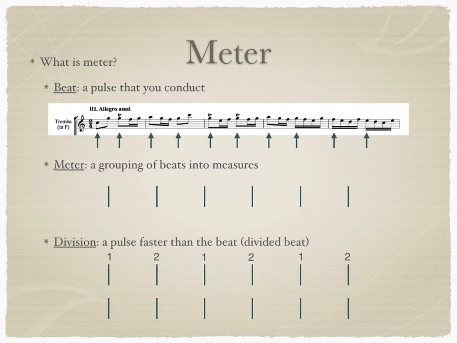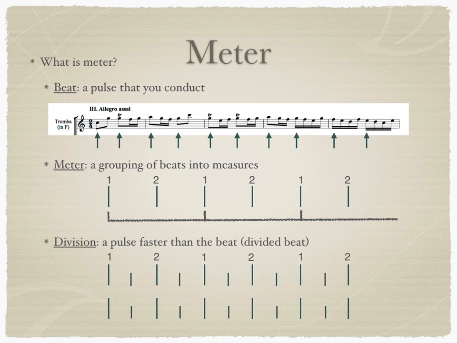Here, I'm showing our pulses, and now I'm imposing a meter onto them, giving measures of 2 beats each. Meter can also have division, which occurs at the layer of the pulse faster than the beat, which we also say the beat is divided. Here I have our beat pulse, and now I've divided it into 2 pulses per beat. One can also divide it into further subdivisions if necessary.